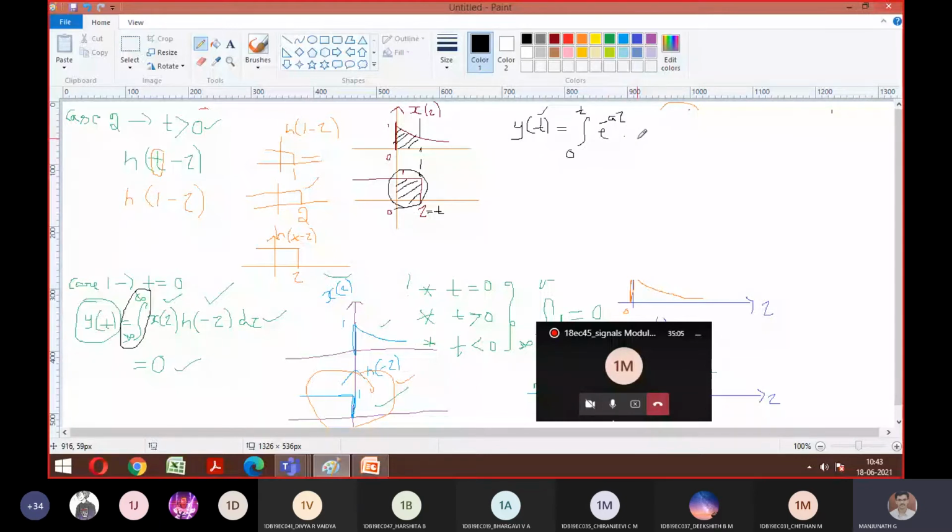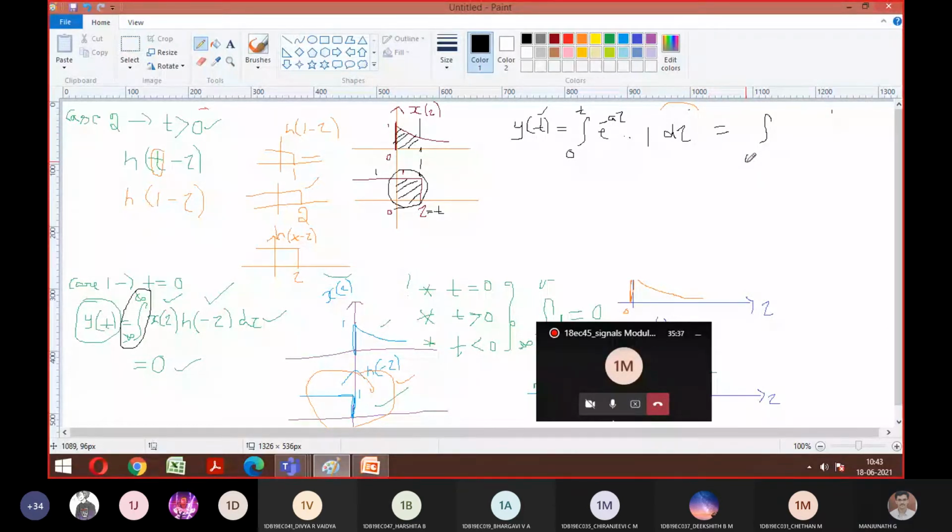Similarly, what is your h of tau? It's 1, right? The value of this is always equal to 1. Unit step function. Agree? So h of t minus tau, you plotted it as a unit step function. So I can multiply this with d tau. Now I need to integrate e to the power of minus a tau.